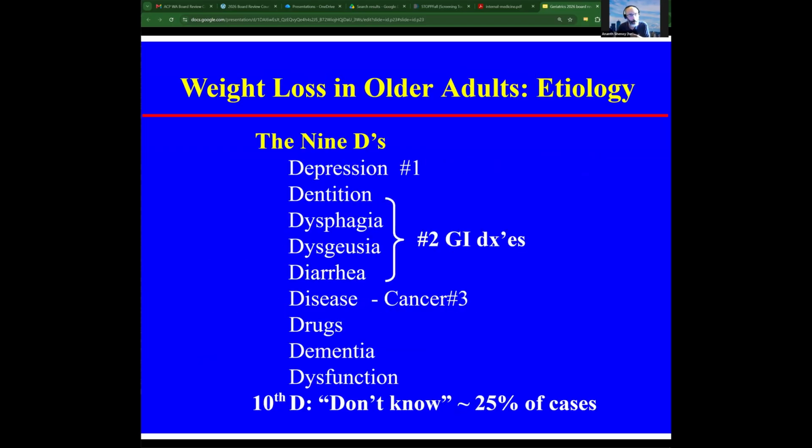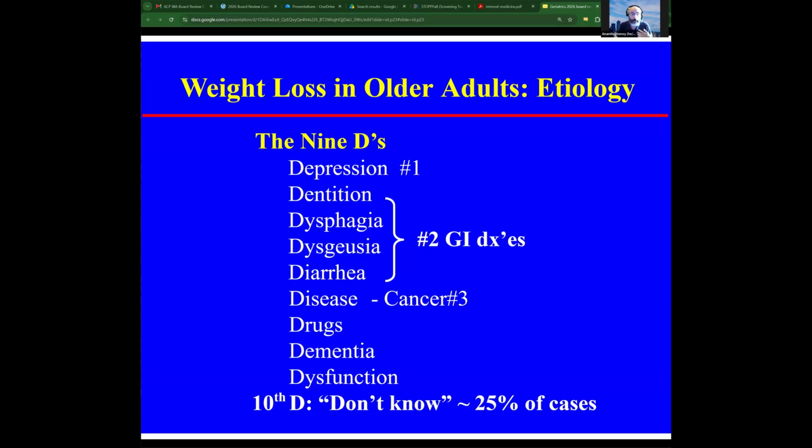So, one mnemonic, which is ironic, right, since we're talking about dementia during this talk, would be the 9Ds. The most common, of course, for weight loss is depression, as we mentioned. Then the GI ones: dentition, a very, very common issue, dysphagia, dysgeusia, and diarrhea. Then we have diseases, like systemic diseases, of which cancer is probably the third most common.